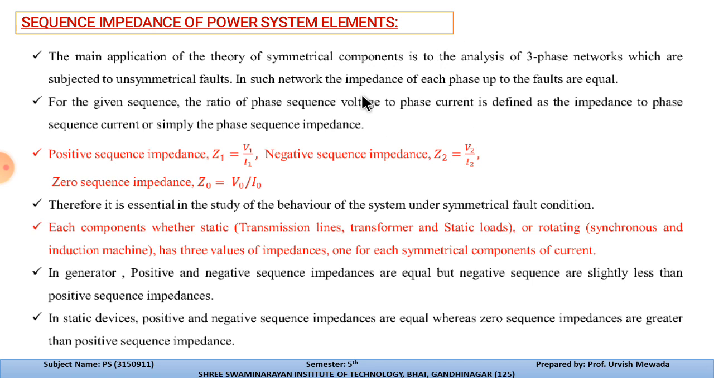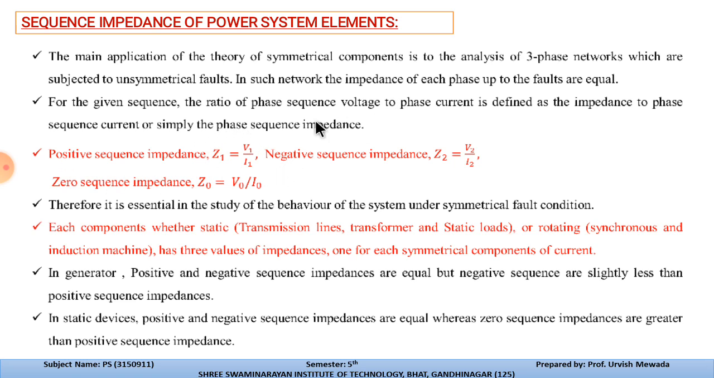Now let us discuss all three sequences that we have discussed in this chapter. The first is the positive sequence impedance. In the positive sequence, we have the elements that we derived, that is Va1, Vb1, and Vc1. So the impedance is Z1, and we already know the equation of impedance is V upon I. So Z1 is equal to V1 upon I1, because we are discussing the positive sequence impedance, and positive sequence is indicated with 1.